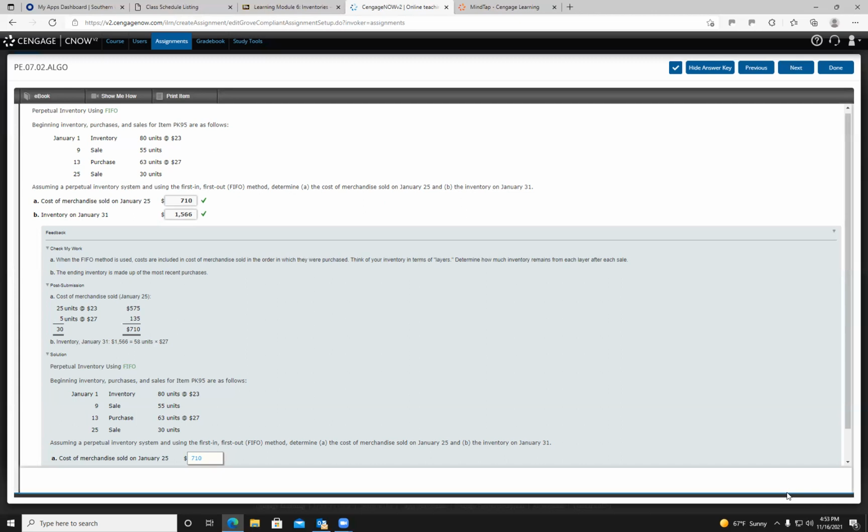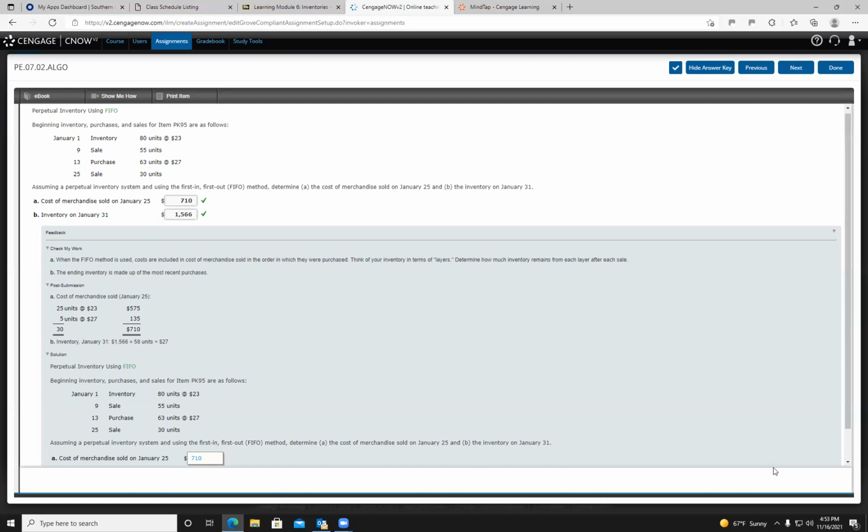Our total inventory, so if we had 143 units available, we take that 143, we go ahead and subtract out the 55 units sold on January 9th, and then subtract out the 30 units sold on January 25th. That leaves us with 58 units.